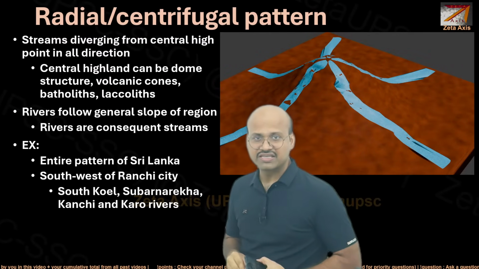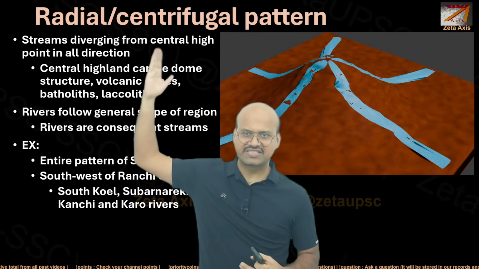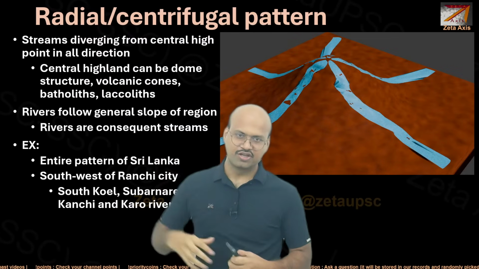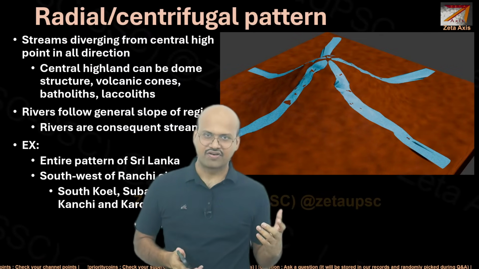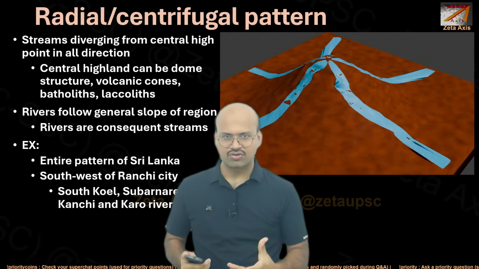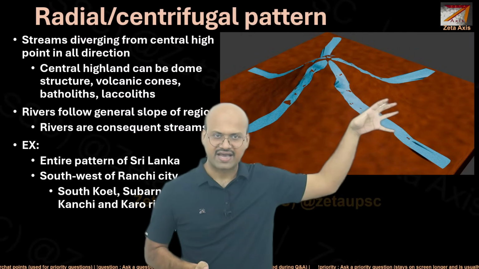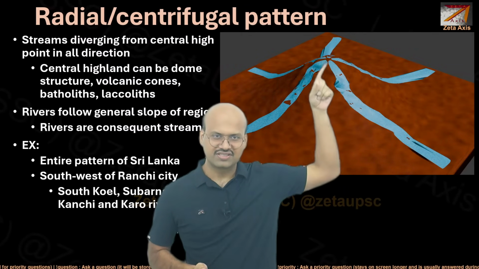Now radial or centrifugal pattern. Here streams diverge from the central high point in all directions. So what happens in this kind of pattern is that there is a central highland, it could be a hill, it could be a plateau. So rivers originate from there and they flow in all the directions, as you can see over here. So this is a central region.